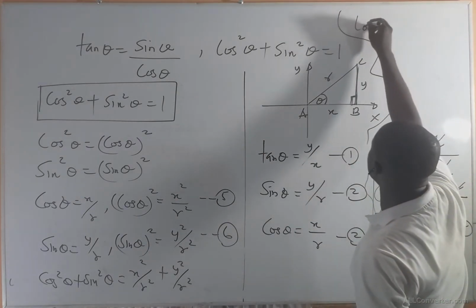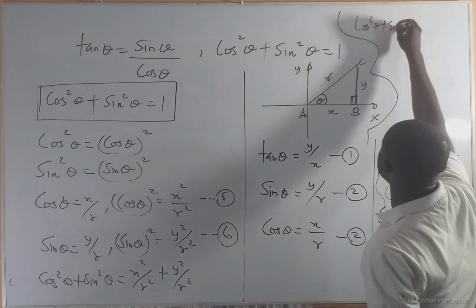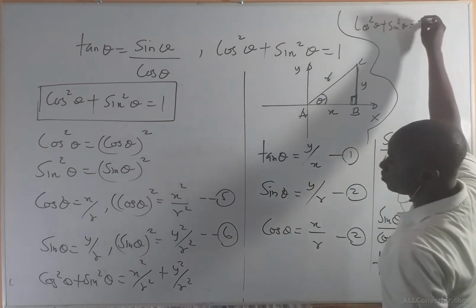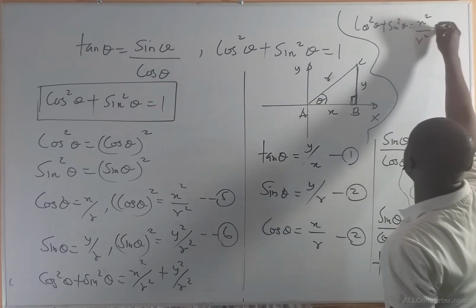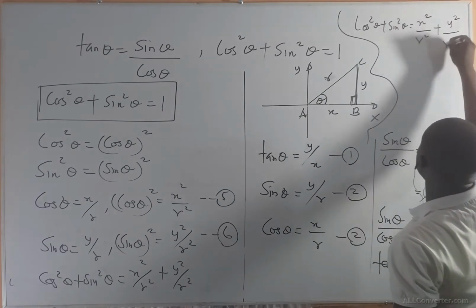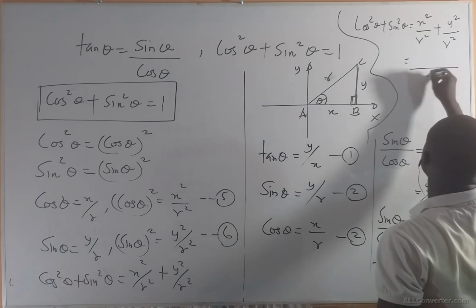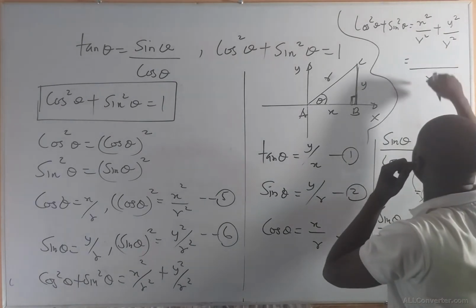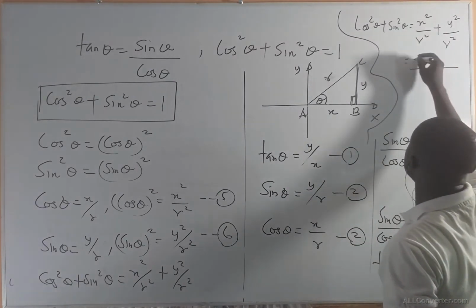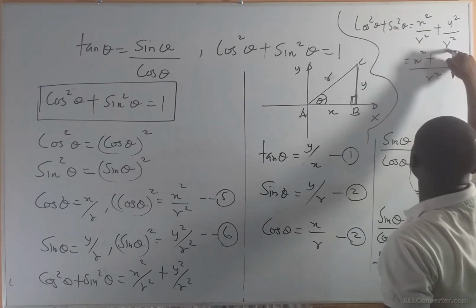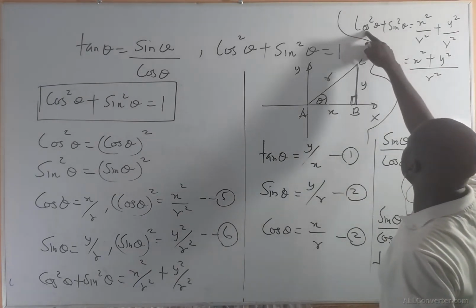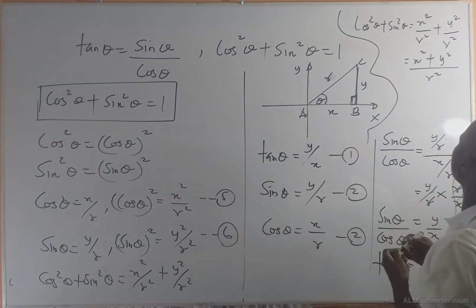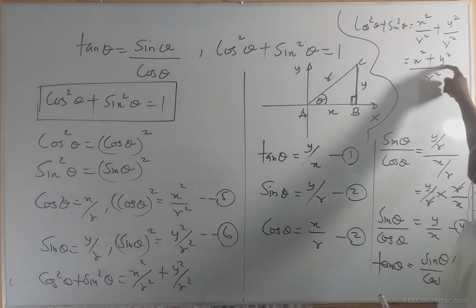Now we have cos square theta plus sine square theta is equal to x square over r square, then we have y square also over r square. So here we find the LCM. LCM is r square. R square here 1. Then 1 times x square will give us x square. Then r square here 1. 1 times y square will give us y square. So cos square theta plus sine square theta is equal to x square plus y square over r square.